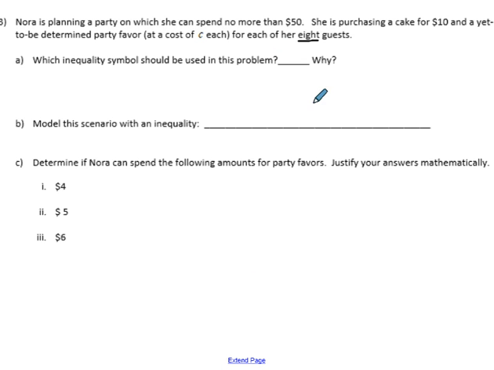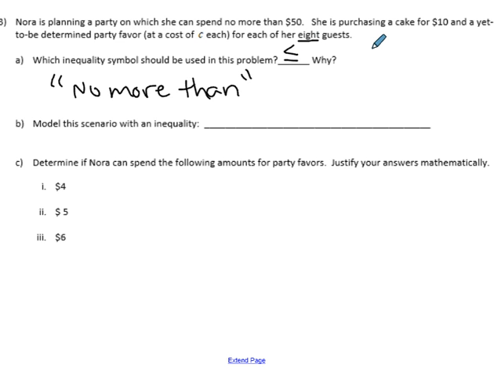So, what do we think? It says no more than $50. So she has $50 in her pocket. She does not have any more than that. So if you think about it, she could spend exactly $50 or anything less than, right? So we're going to say less than or equal to. That's the symbol we're going to use. And the why is, I'm just going to quote the problem, no more than. When it says no more than, that's what tells you that it's less than or equal to.